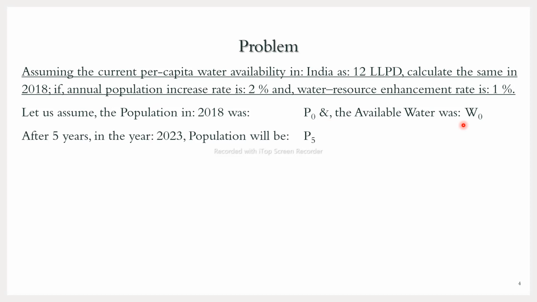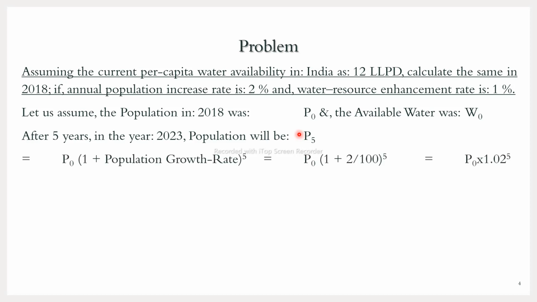Now, after 5 years, in the year 2023, the population will be P5. This is also an assumption. So how will P5 relate to P0? It is basic. At school level you have done problems on simple interest or compound interest. The population increase percentage simply follows the compound interest methodology.